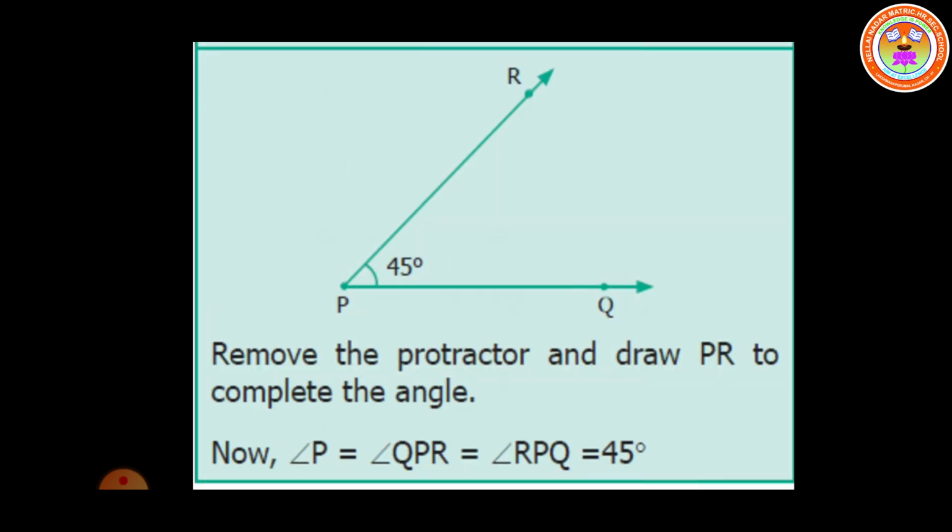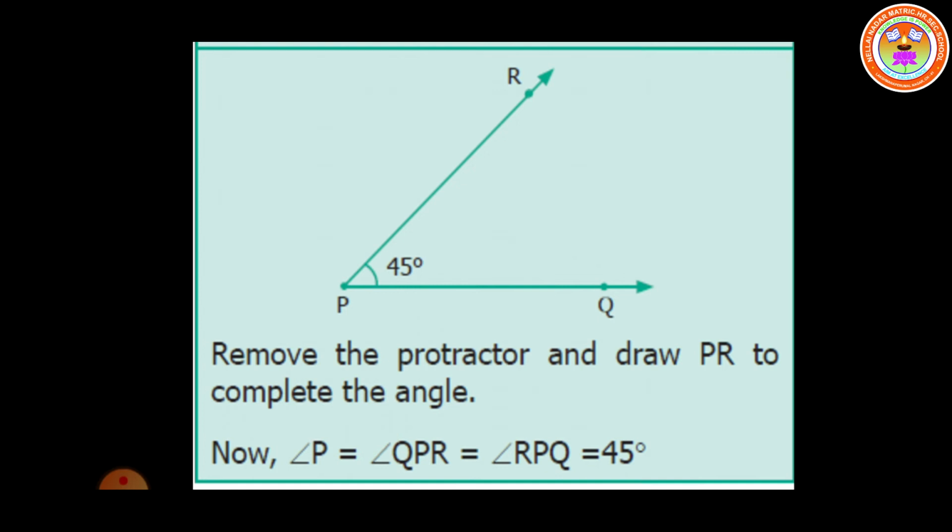Then remove the protractor and draw PR to complete the angle. We marked the point R, no? So join P and R. So we get the angle P, angle QPR, angle RPQ is equal to 45 degree.